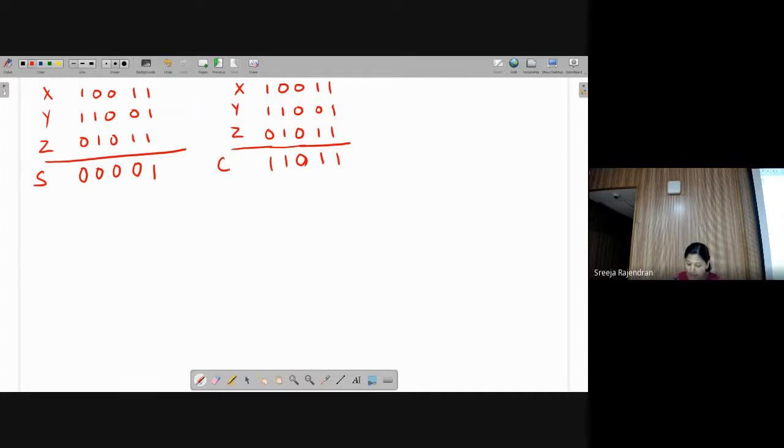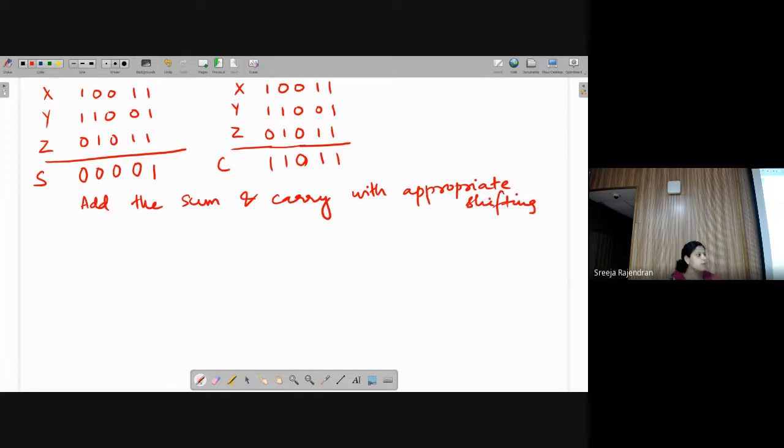Then in another stage, I can add the sum and carry with appropriate shifting. What do I mean by appropriate shifting? If I'm going to add the sum and the carry, I have to add what sum I have got here and the carry I have got here, because in the first case I have not considered the carry. That does not give me the final sum. Yes or no? So now if I'm going to add sum and carry, I have to do shifting.